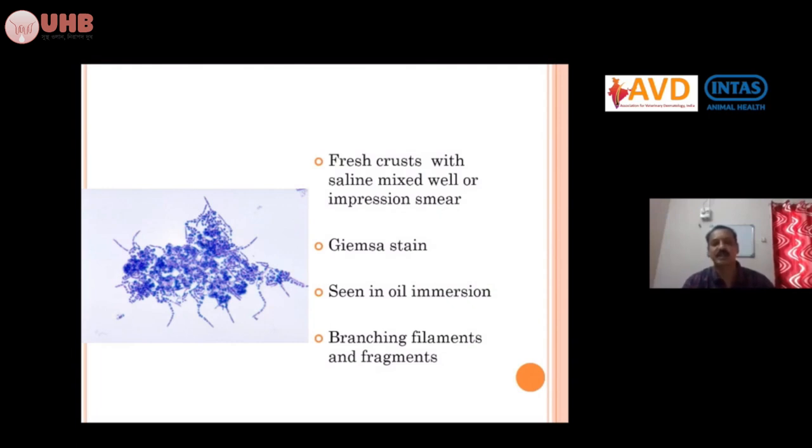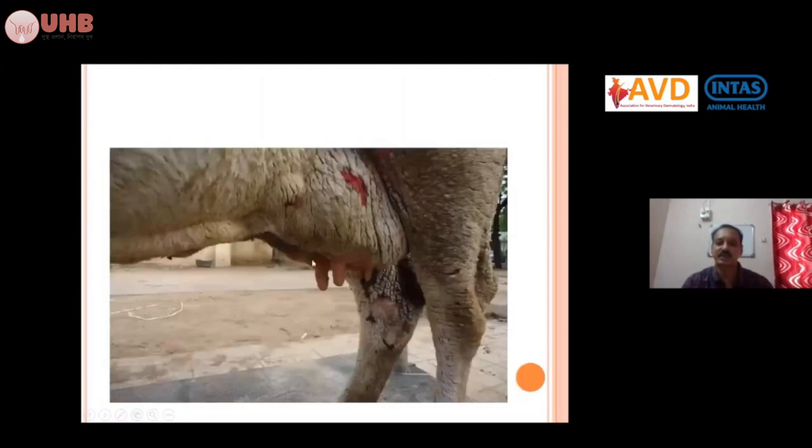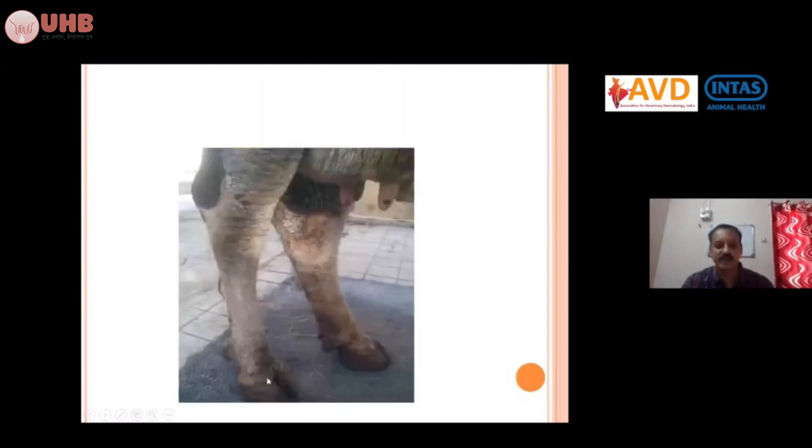Sorry, view it in oil immersion so you are able to appreciate the branching filaments and fragments. This one is generalized dermatophilosis. Thickening is already there, keratinization is there. So this is a stage 3 type of dermatophilosis. This is also stage 3 dermatophilosis. This type of lesion will be present all over the body region.